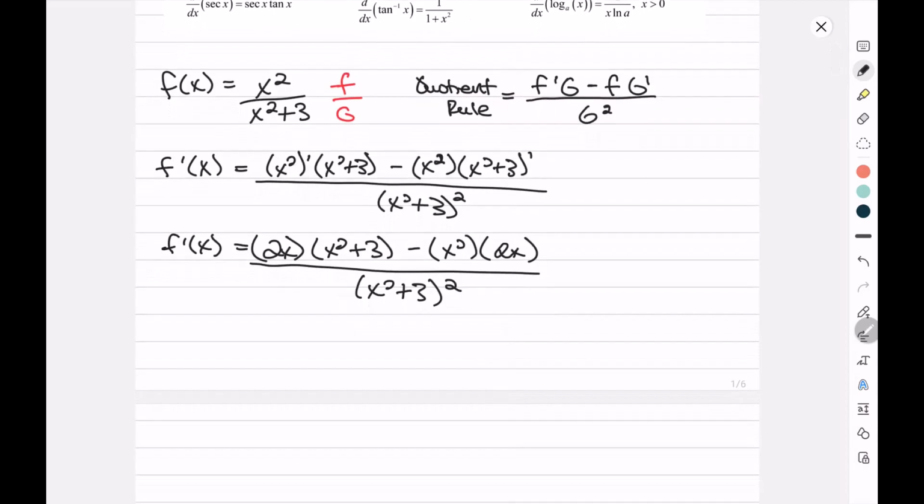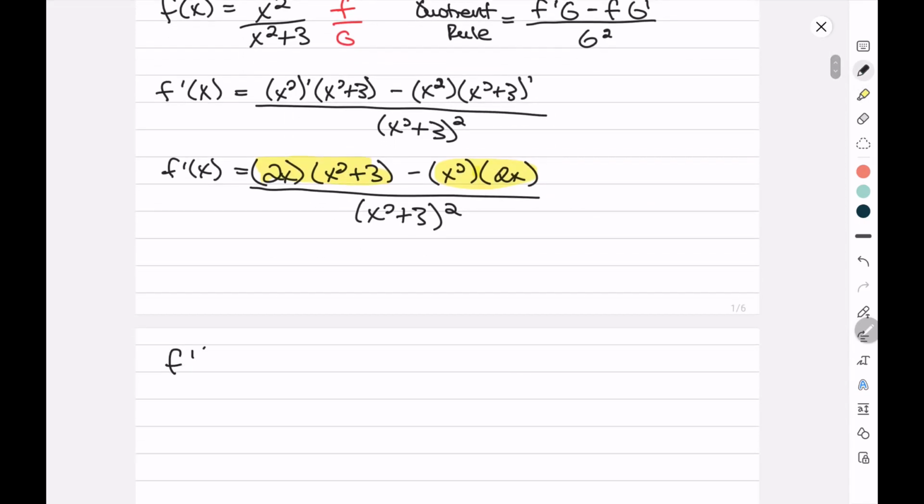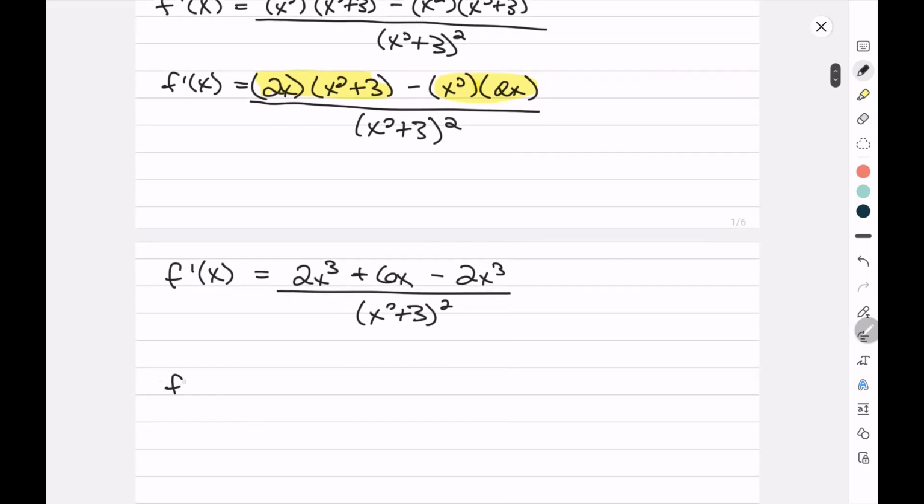Then we can multiply our fractions together. So we're going to multiply these two together, and we're going to multiply those together. And we will find that we get 2x to the third plus 6x minus 2x to the third all over x squared plus 3 in parentheses squared. And if we combine like terms, we will find that our first derivative will equal 6x all over, in parentheses, x squared plus 3 in parentheses squared.